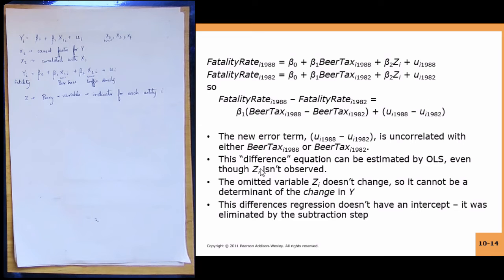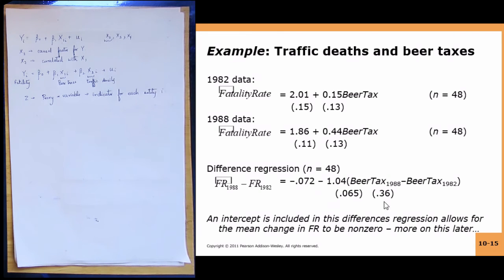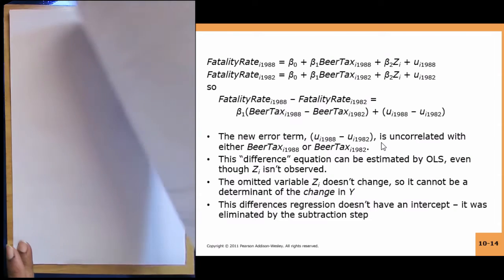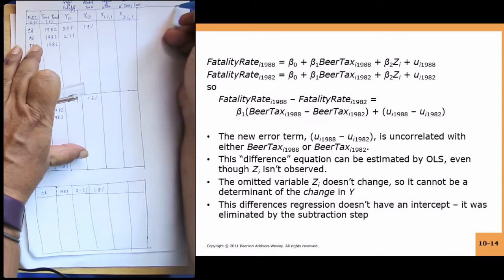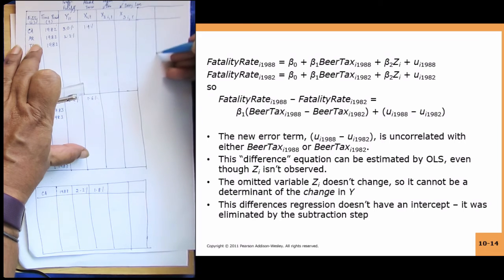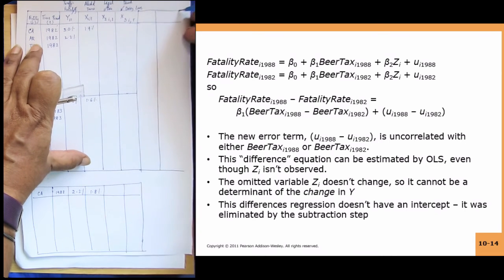So now we have a difference equation: fatality rate 1988 minus fatality rate 1982, one year minus the other, is equal to beta 1 times beer tax 1988 minus 1982. The omitted variable ZI doesn't change, so it cannot be a determinant of the change in Y. So what do you do now? This difference regression doesn't have an intercept. It is eliminated by the subtraction step. So when you are looking at only 2 time periods, you include a change variable.